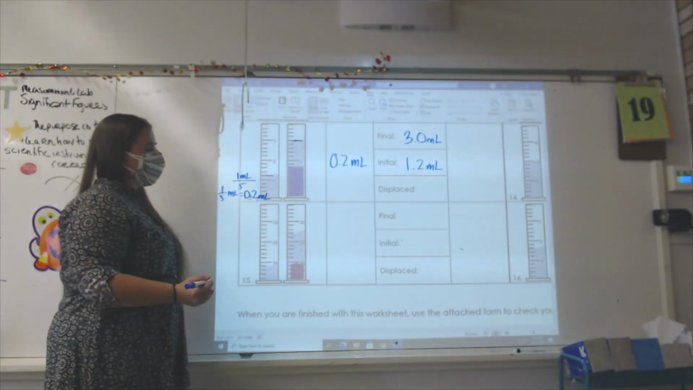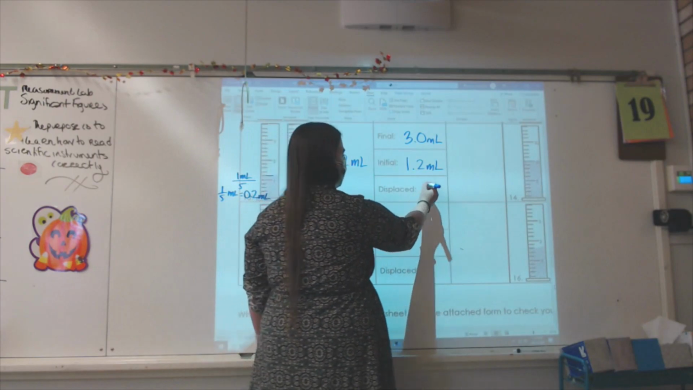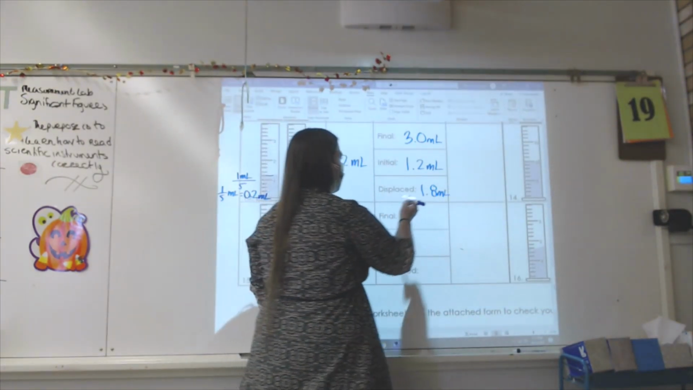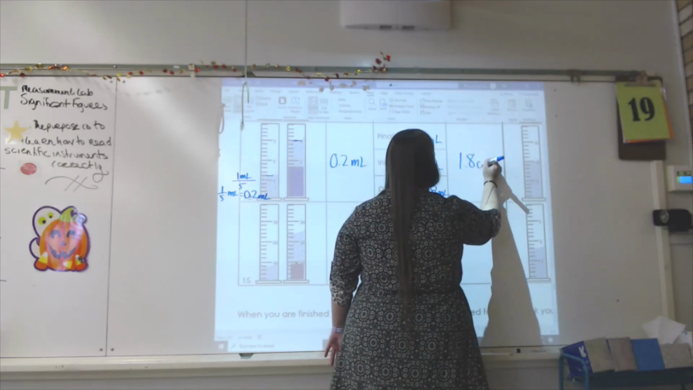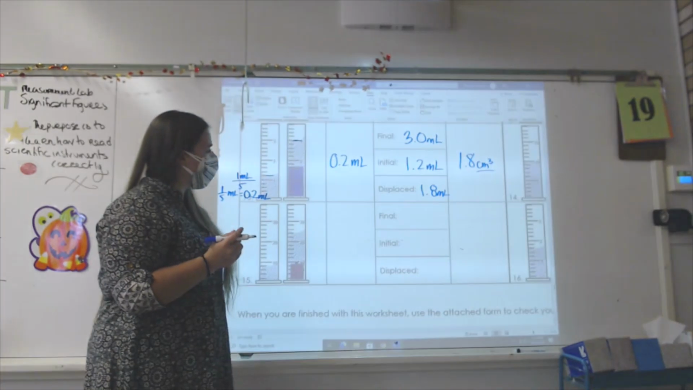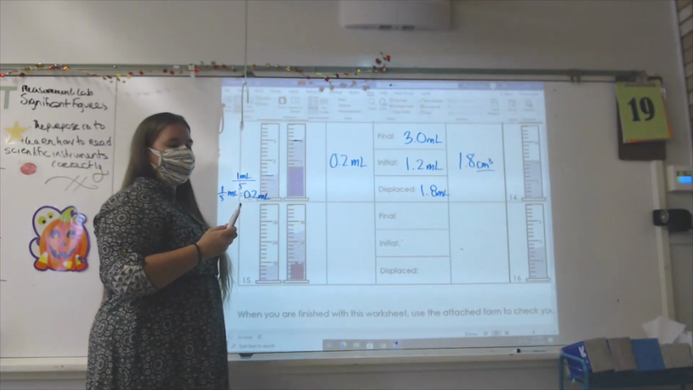Now I need to do some subtraction to find out my displaced volume is 1.8 milliliters, which gives me an object volume of 1.8 centimeters cubed. My units when I'm talking about solids are centimeters cubed. My liquid volume is milliliters.